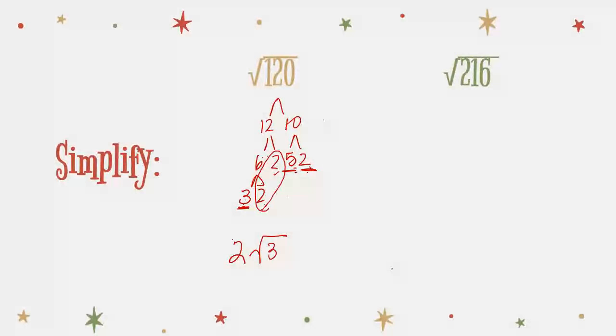Those are inside the radical, and we're going to multiply them. So 3 times 5 times 2 is 30. This simplifies to be 2 times the square root of 30. Go ahead and pause the video for a second and make a factor tree for 216.